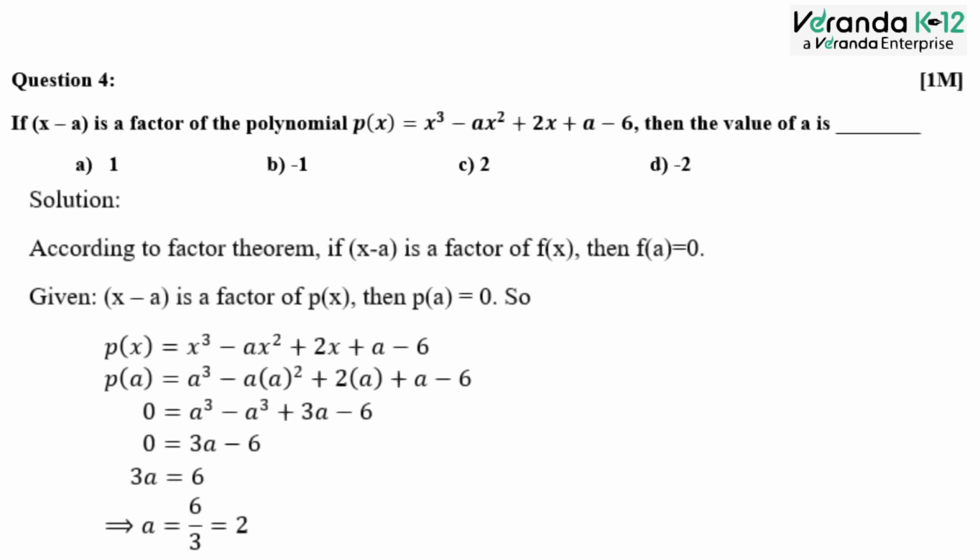So in the place of x, just substitute a. So p of a is equal to a cube minus a into a square plus 2 into a plus a minus 6 equated to 0. By simplification, a cube and a cube will get cancelled. So we have 3a is equal to 6. So our a value is 2. So it's option C, 2.